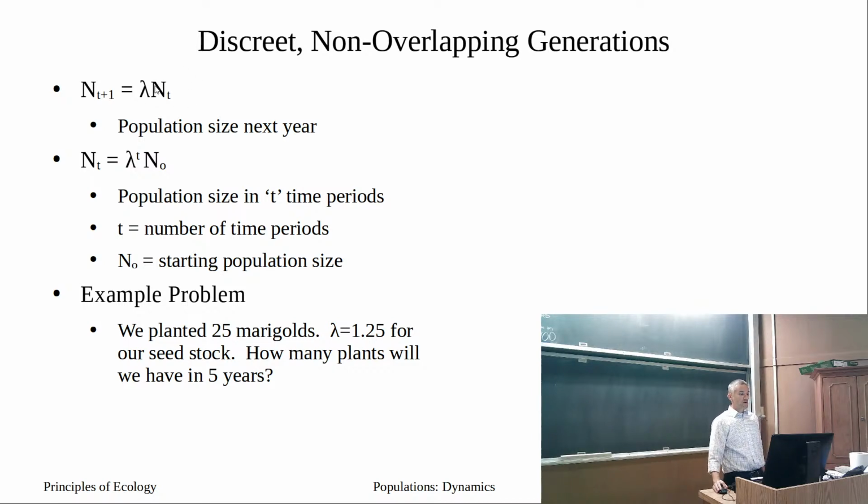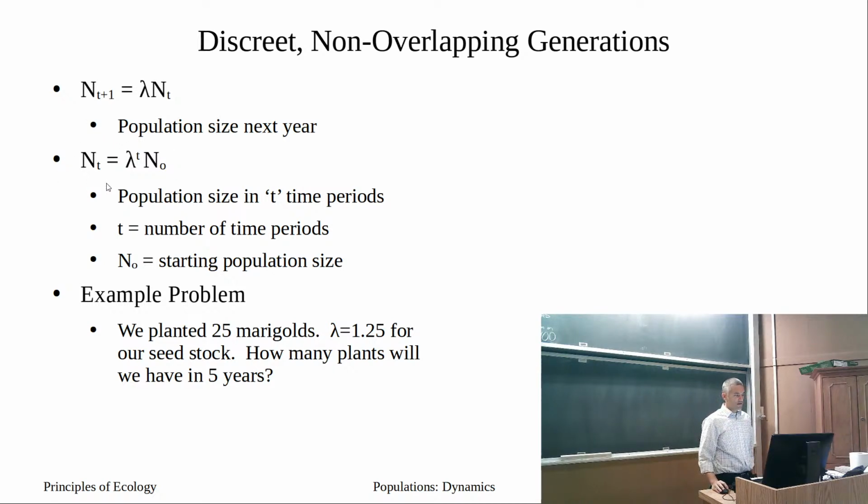So if this is the equation for every year, we can convert it to this equation, which is our population size at a specific time point, in t time periods, would be equal to lambda raised to the t times our starting population size. So we would have to know where we start, what's our current size, and then we have to know our lambda to make any prediction in the future.